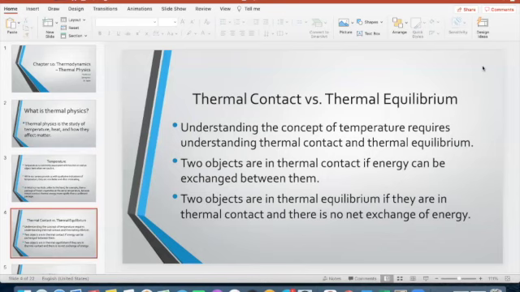So, thermal contact versus thermal equilibrium. We do need to understand the differences between the two. If you have two objects that are in contact with each other, heat can be exchanged between the two of those, right? So energy or heat can be exchanged between two objects that are in contact or touching each other. Two objects that are in thermal equilibrium, if they're in thermal contact, means that there's no longer any exchange of energy or heat.